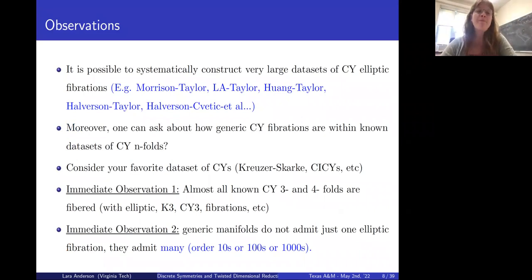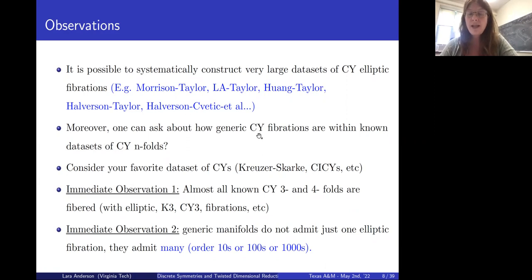So first, it's possible to construct systematically very large data sets of Calabi-Yau fibrations and non-fibered Calabi-Yaus as well. The famous Kreuzer-Skarke data set of 500 million Calabi-Yau manifolds is one of the biggest ones in the literature to date. Lots of people listed here have built large data sets of elliptic Calabi-Yaus for various contexts.